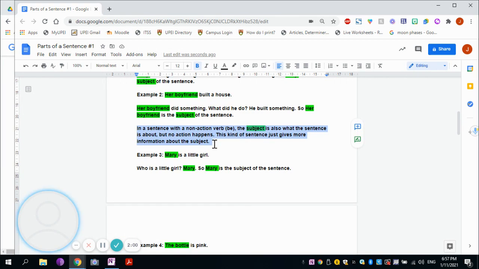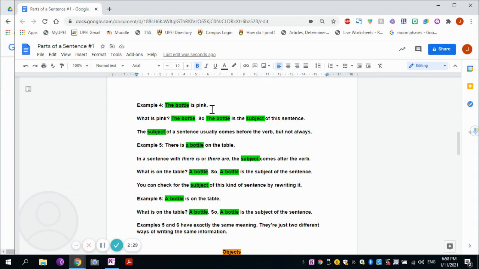In a sentence with a non-action verb, which is usually be, the subject is also what the sentence is about, but no action happens. This kind of sentence just gives more information about the subject. Example 3. Mary is a little girl. Who is a little girl? Mary. So Mary is the subject of the sentence. Example 4. The bottle is pink. What is pink? The bottle. So the bottle is the subject of this sentence.